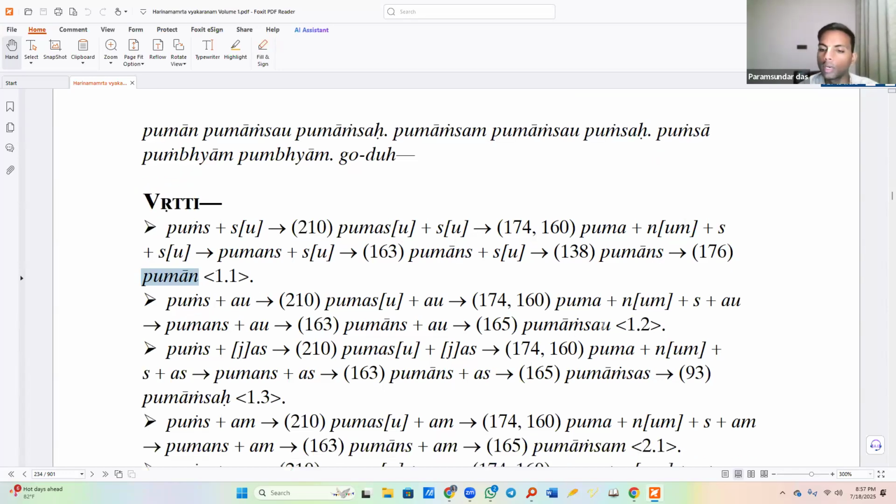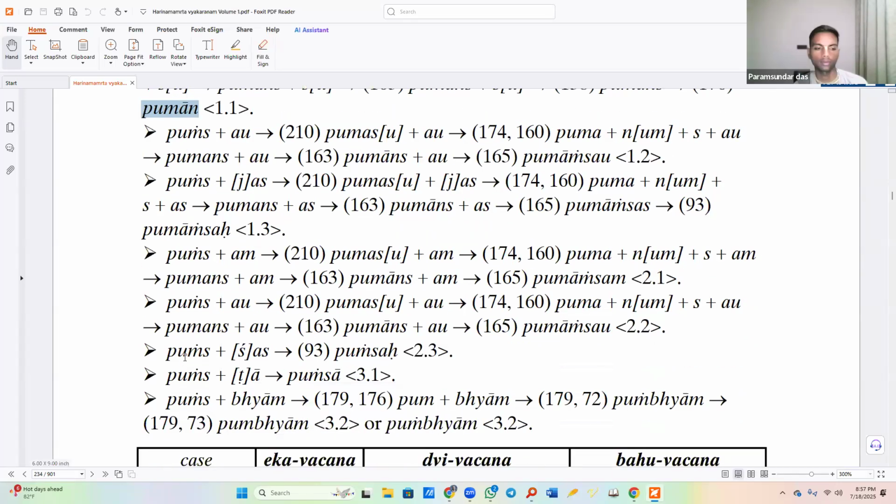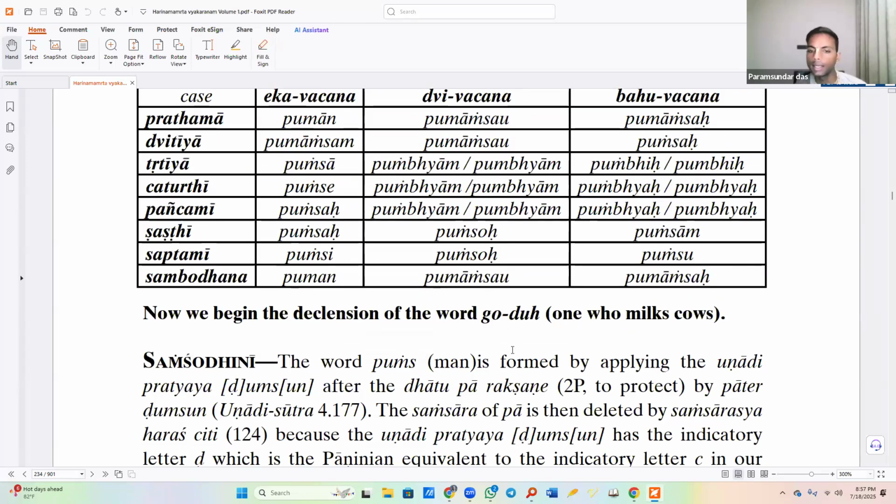Then Pumangso, Pumangsaha, Pumangsam, Pumangso, and 2.3 onwards, we'll just use Pungs, the original one. Pungsaha, Pungsa, Pungbhyam, ityadi. Pungsi. Then the next is Goduh, one who milks cows. Gavu, Gavah, Gam, Gavu, Gah. So Gah, Dohayati, Duhyati, Yah, Saha, iti Goduh, one who milks cows.